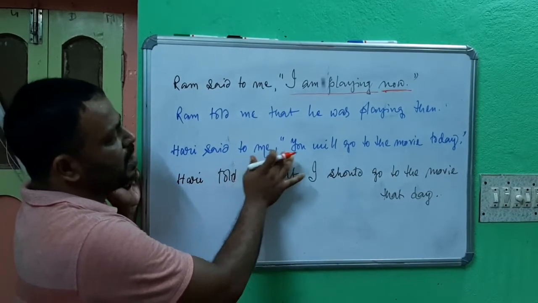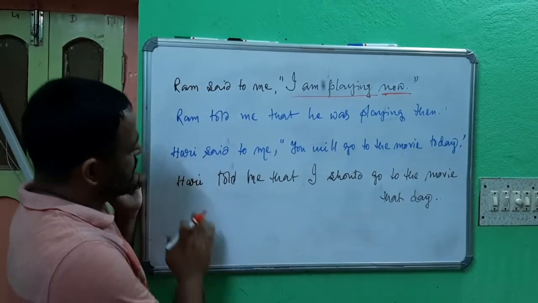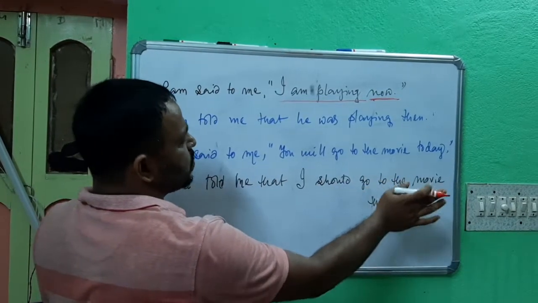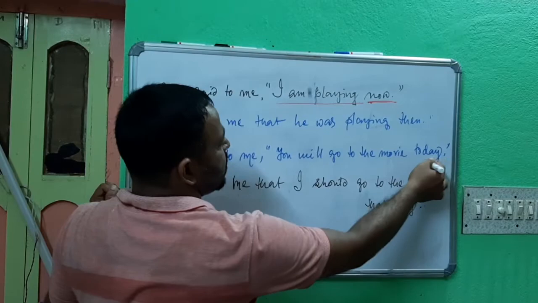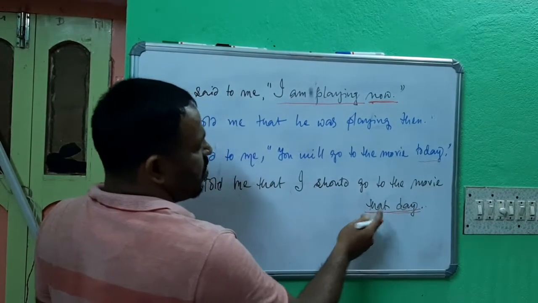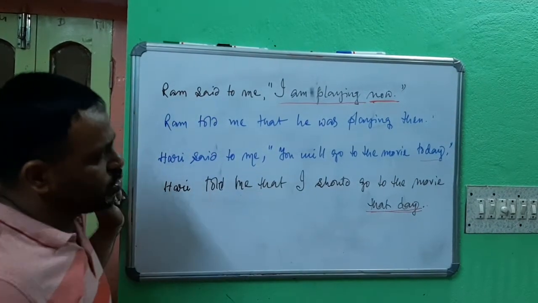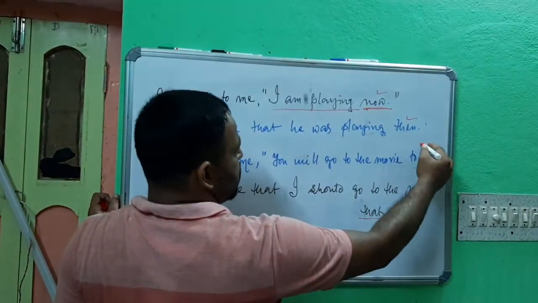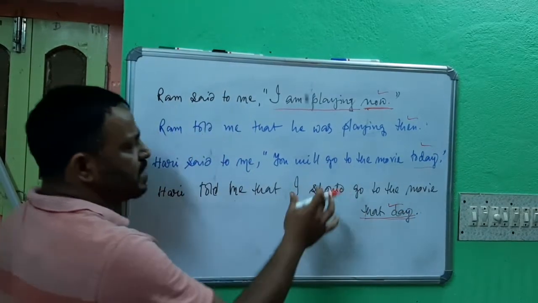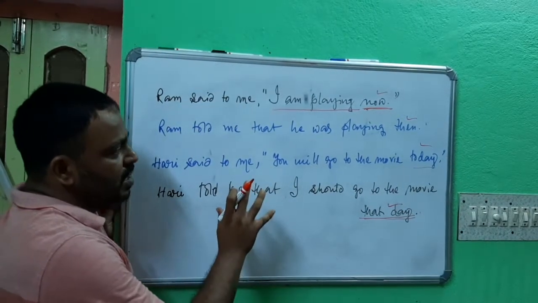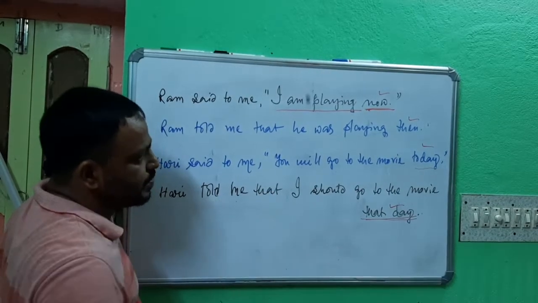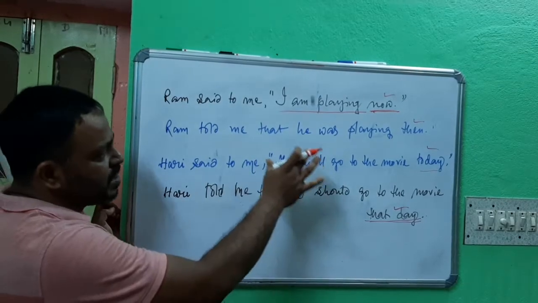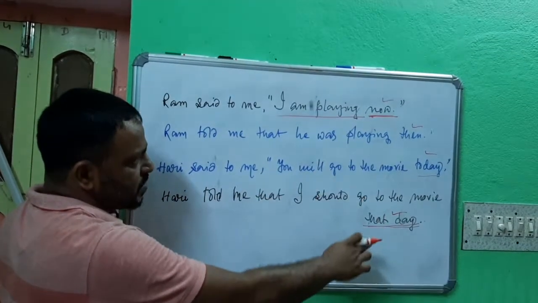Hari said to me, I will go to the movie today. Hari told me that he would go to the movie that day, in place of today. That is what I want to show you: now would be converted to then, today would be converted to that day. These are the changes that students commit mistakes in, so I would suggest they be careful while changing these places.